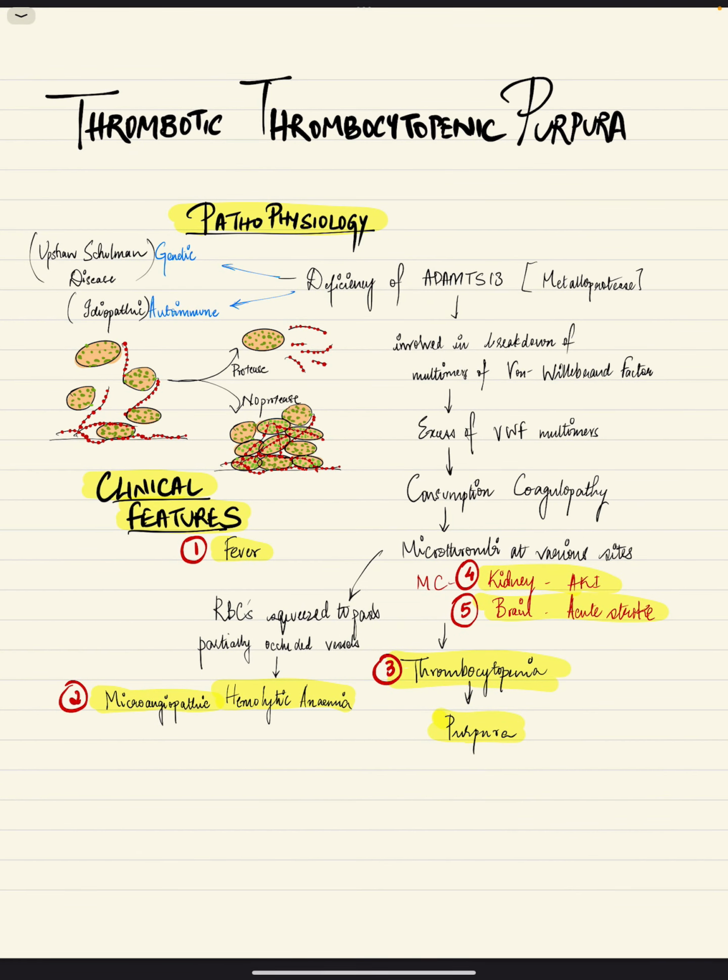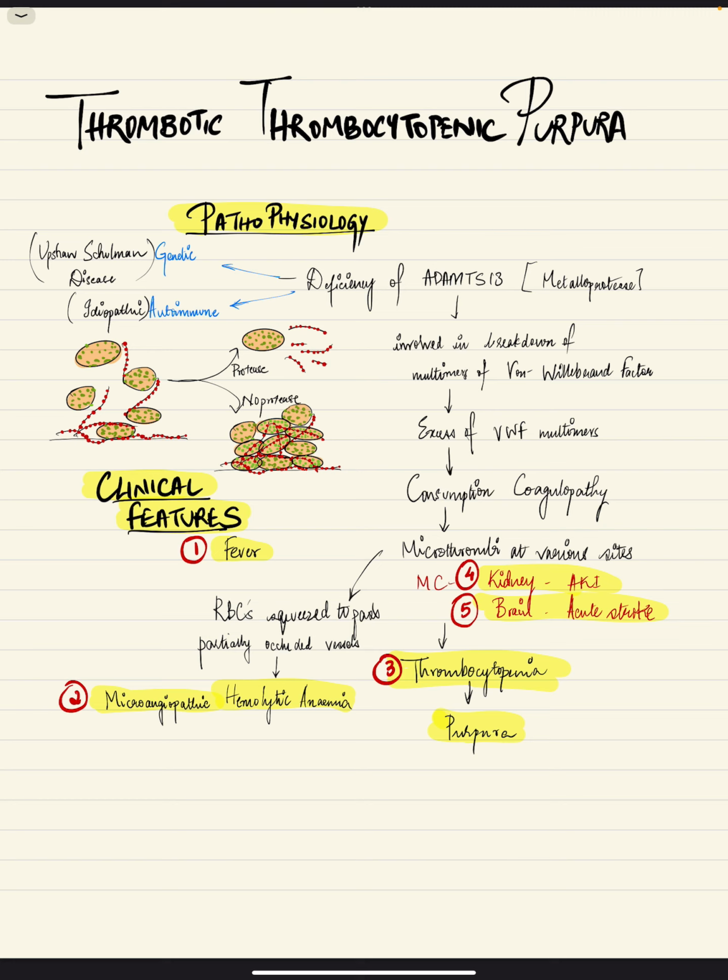Now, after the microthrombi are formed in various blood vessels, most commonly the kidney as well as the brain, resulting in AKI and stroke, the RBCs which are passing through these partially occluded blood vessels get broken and result in what is called microangiopathic hemolytic anemia.